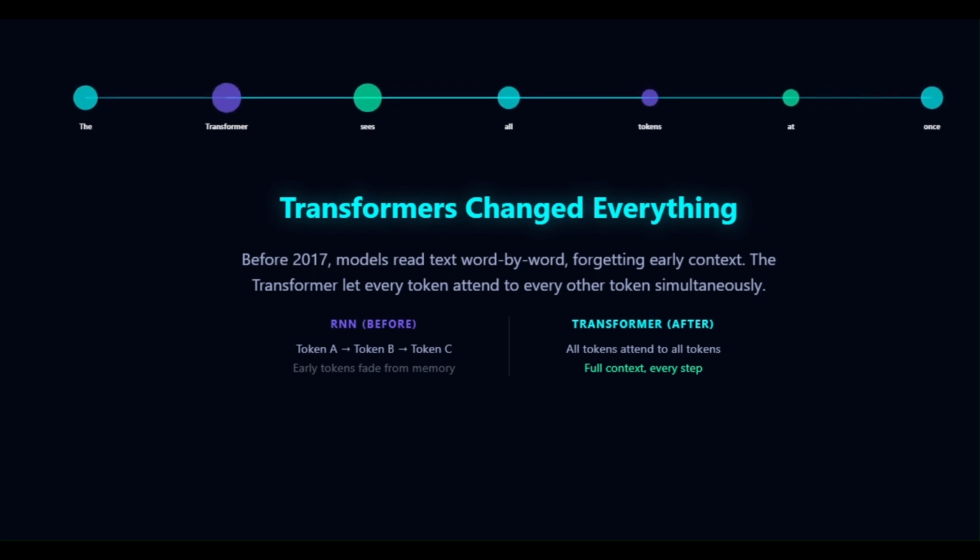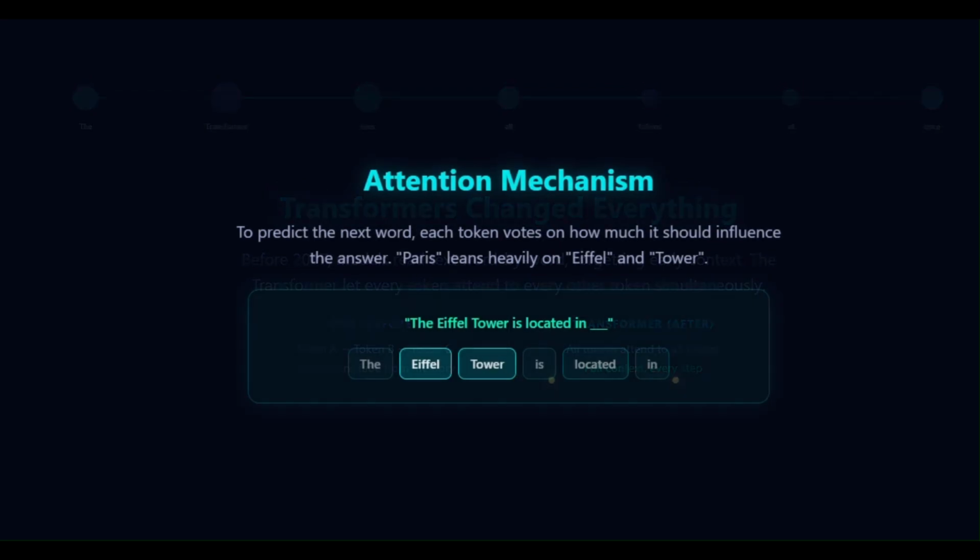Early language models had a major limitation. They processed text sequentially and often forgot information from the beginning of a sentence. Then came the transformer architecture in 2017. Transformers allowed every token to look at every other token simultaneously. Instead of remembering only recent words, the model could access the full context at once. This breakthrough is what made modern LLMs possible.